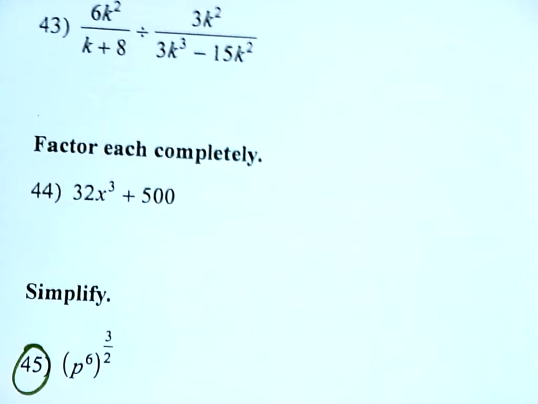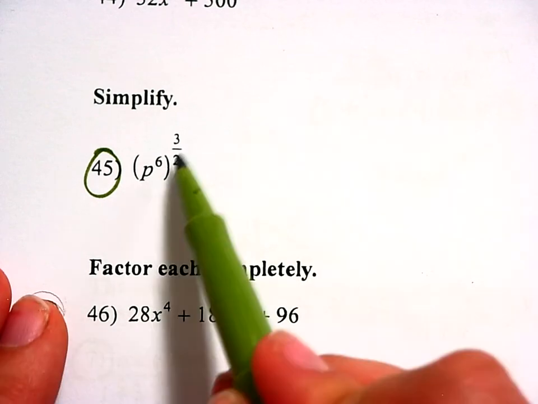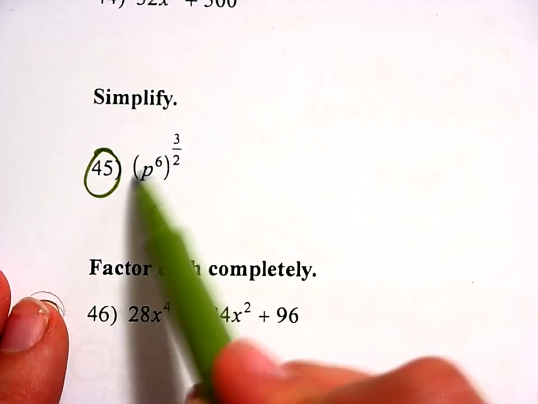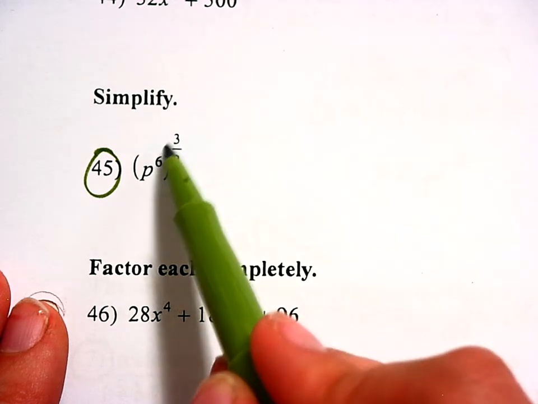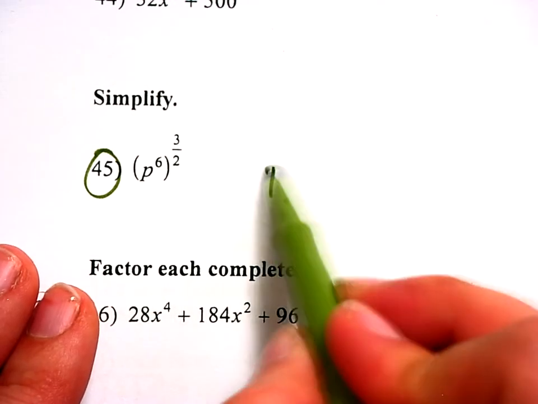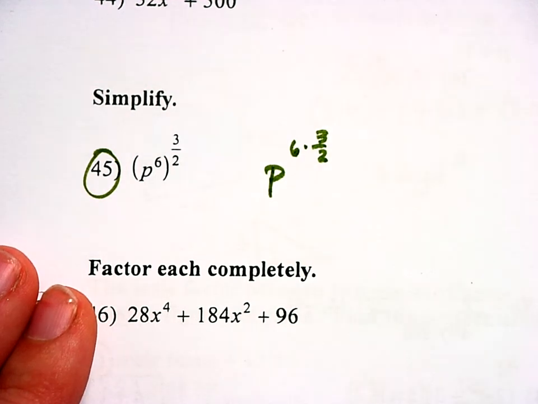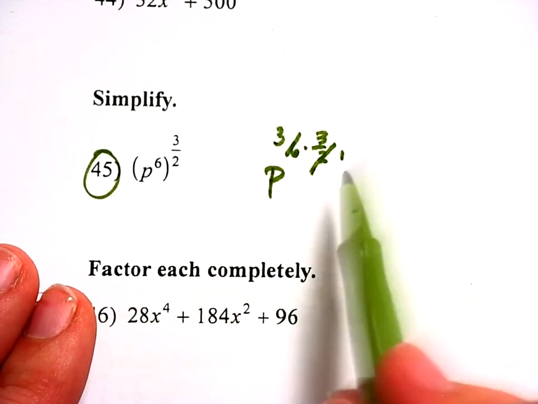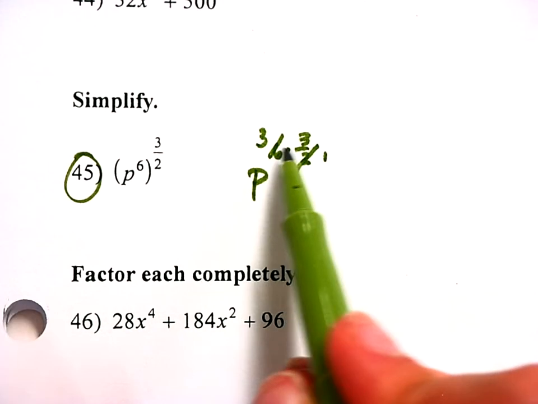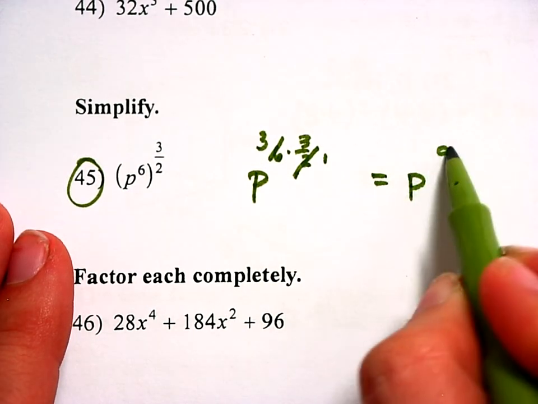All right. Now we are on the last page. We're going to do 2 more problems together. The first one is 45. We're going to use our exponent rules. And so remember, when we raise a base raised to a power to an additional power, that's our power rule, and we multiply these. So that's going to give me p to the 6 times 3 over 2. Now, if I multiply, divide by 2, divide by 2, that's really just a 3 times 3. And so this is going to be p to the 9th.